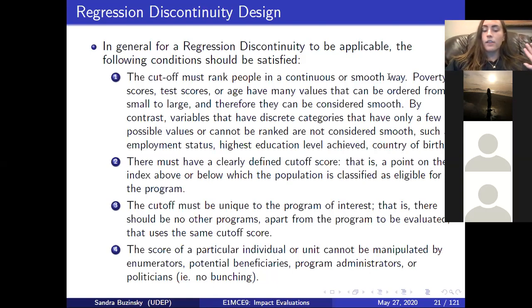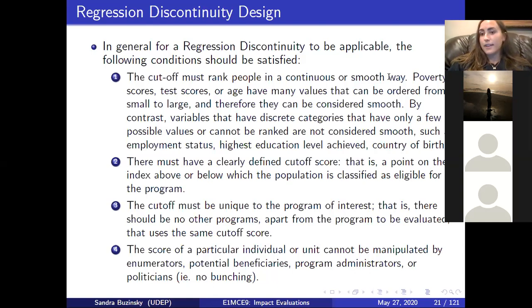Whether it's a test score outcome or income, any self-reported variable can definitely be problematic with manipulation. So be wary if you're using a cutoff that relies on self-reported data.